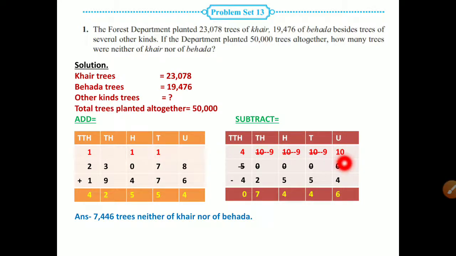10. 10 minus 4 is 6. 9 minus 5 is 4. 9 minus 5 is 4. 9 minus 2 is 7. 4 minus 4 is 0. The answer is 7,446. 7,446 trees neither of kher nor of behada.